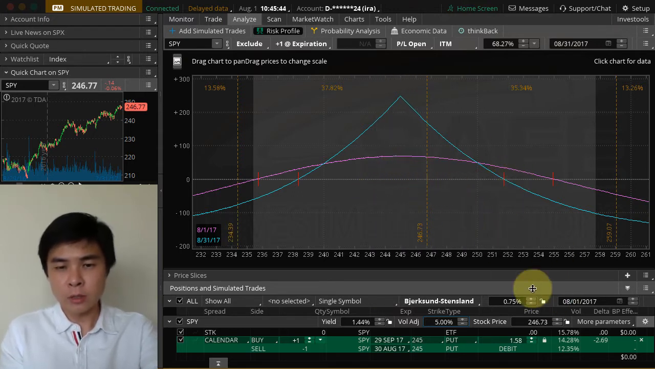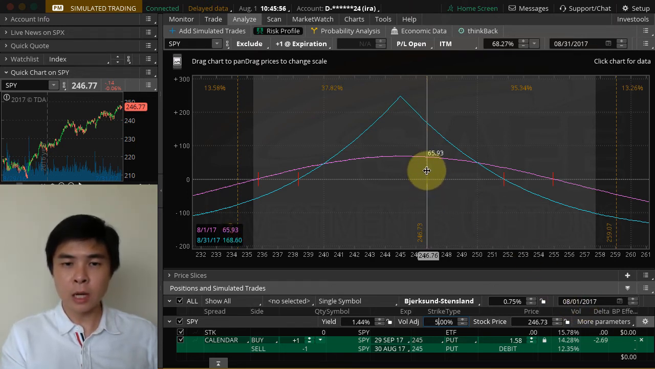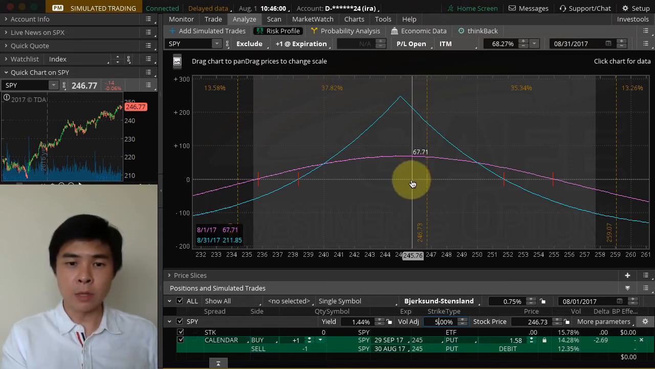I'm just going to put this here. If the market doesn't move and implied volatility goes up, today alone, I'm still on the first day alone, from $5 of profit, I will jump up to $60. And that's the power of implied volatility for a calendar.